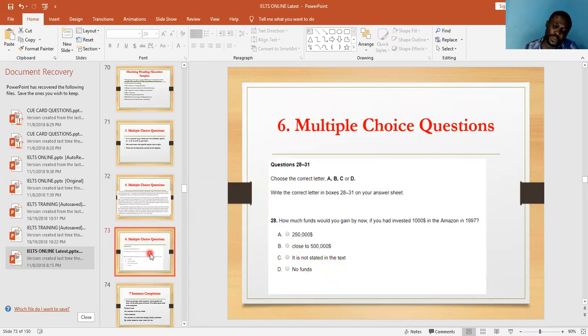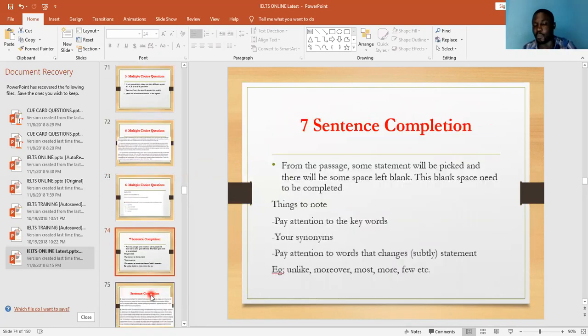Okay, so now let's quickly go to sentence completion, because what we are targeting this evening is actually the eighth question type, which is true, false, not given. But I need to race through these ones first.